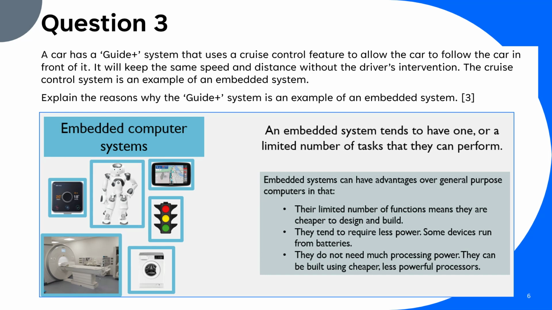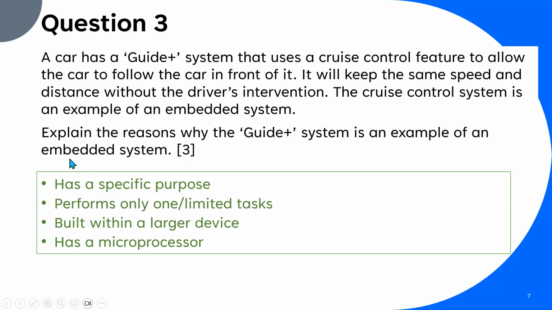So, my answer to this question would be something along the lines of, it has a specific purpose, okay? Its job is to follow the car in front of it and make sure it keeps the same distance without the driver getting involved. So it only performs one or limited tasks. It's built within a larger device. That's a key point of embedded systems. There's usually a larger device that it's built into. So for this one, it's a car. And it has a microprocessor, which is essentially a small processor.